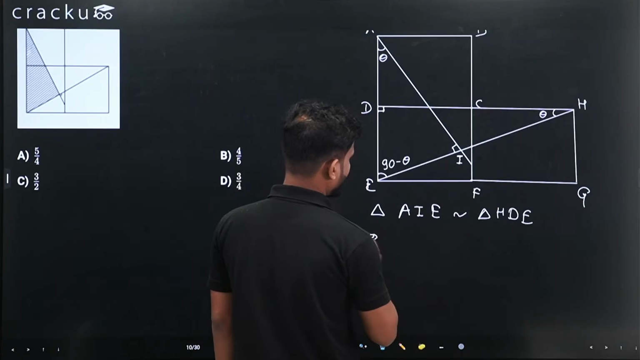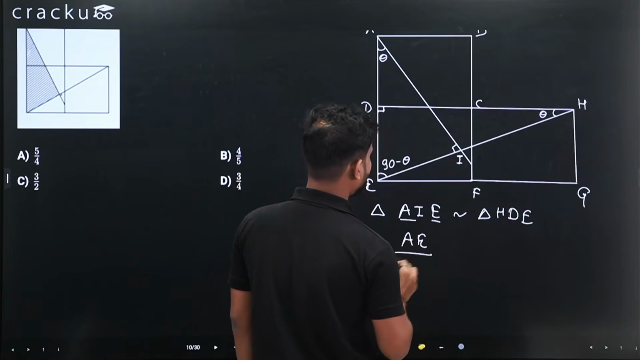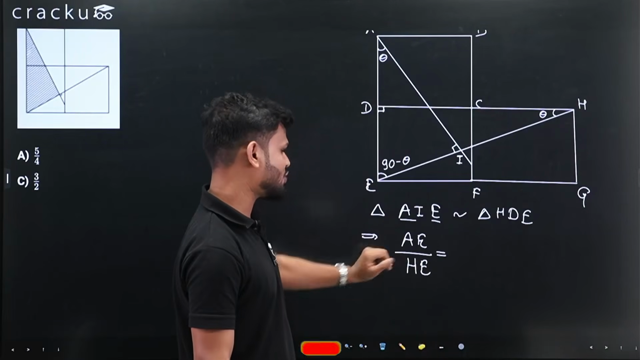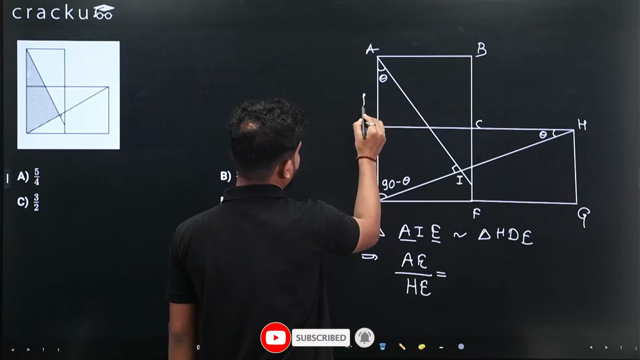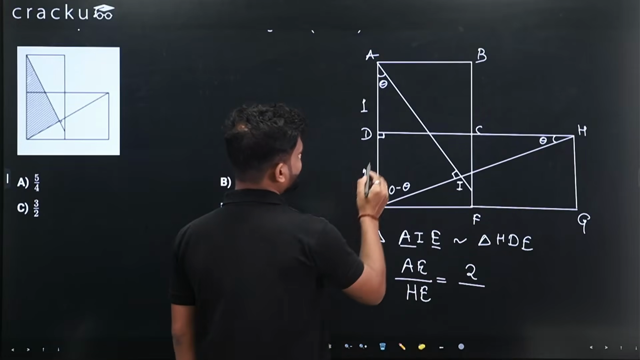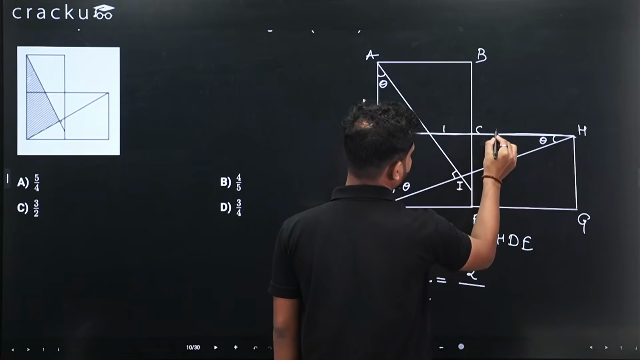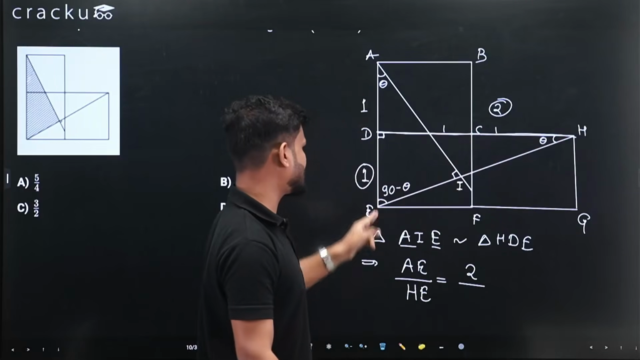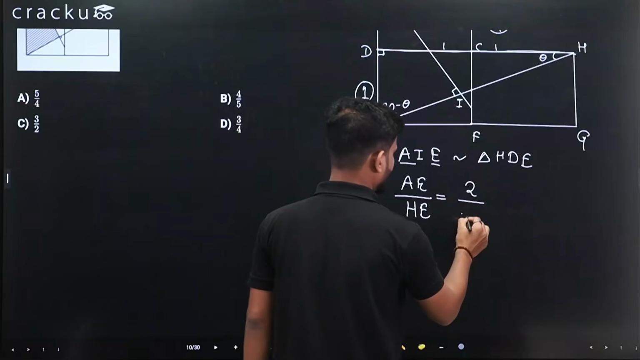From here what I can say? I can say that AE upon HE is equal to, it means ratio of corresponding sides. AE is equal to, this is 1 and this is 1. Why? Unit square. This is equal to 2. What will be HE? In right angle triangle HDE, DH is 1 plus 1, 2, and HE is 1. So this is 2, this is 1, and HE is the hypotenuse. So it will be under root 2 square plus 1 square, which is under root 5.